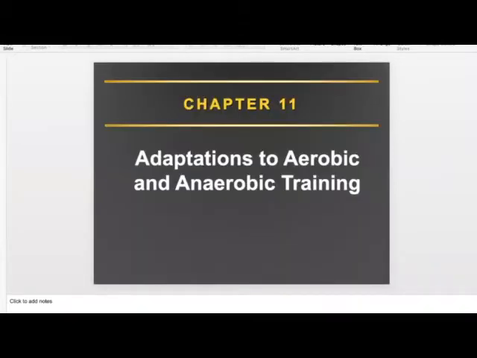All right, so last week's chapter talked about adaptations to resistance training. And now we're going to talk about adaptations to the other kind of training, which is aerobic, or using oxygen, or running on a treadmill for a long period of time, or doing battle ropes or high intensity interval training.